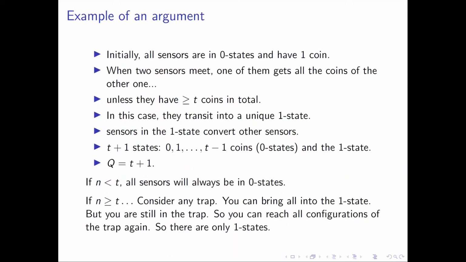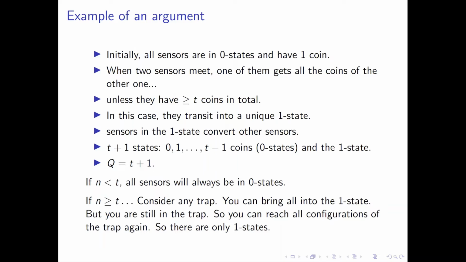Having this alternative definition, we can now finish the argument that the protocol considered in the previous slides works correctly. Just a quick reminder, what was this protocol? This was a protocol where sensors pass each other coins. When two sensors meet, one of them gets all the coins of the other one, unless they have at least T coins in total. In this case, they are converted into the one state, and they also convert all the other sensors they meet into the one state.